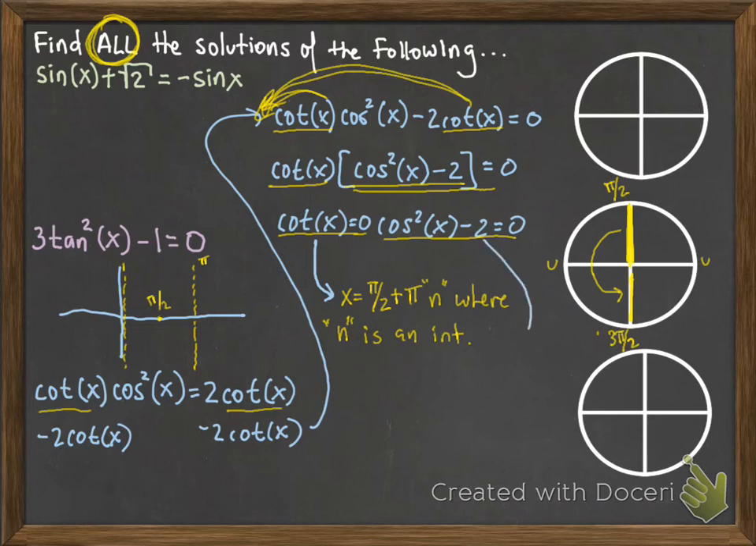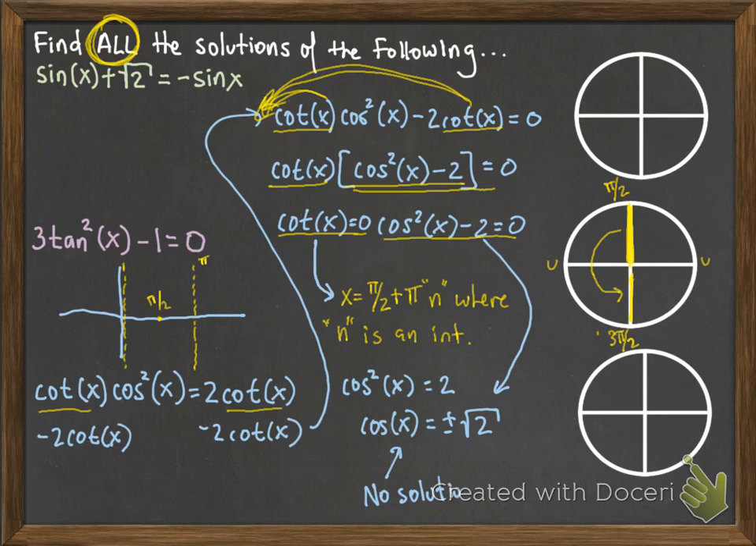Now we have to analyze this second part right here. We want to start working this out, and we would have cosine squared x equals 2. We'd take the square root of both sides, and we would get the cosine of x equals plus or minus the square root of 2. In this case, we know there's no angle we could plug in for x that is going to give us the square root of 2. It's going to give us square root of 2 over 2, but that's not what we're looking for. Therefore, the square root of 2 is out of cosine's range, and we would have no solution for this part.